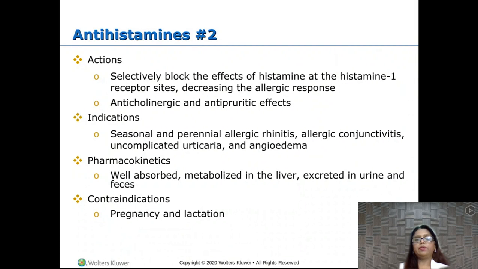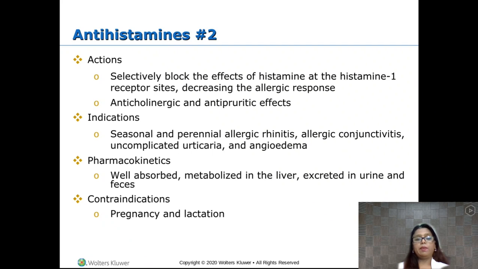They have anticholinergic and antipruritic effects. Antipruritic means it doesn't allow as much allergy or itchiness. Indications: seasonal and perennial allergic rhinitis, allergic conjunctivitis, uncomplicated urticaria, and angioedema. What is angioedema? Swelling in the neck, where a person is not able to breathe very well. It's a form of severe allergy.